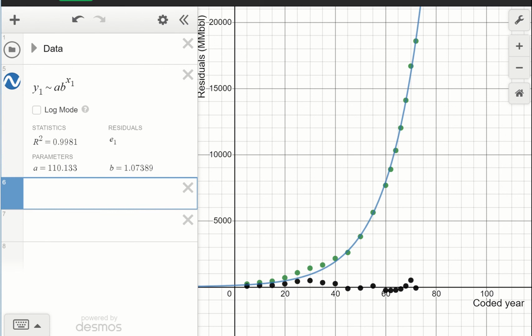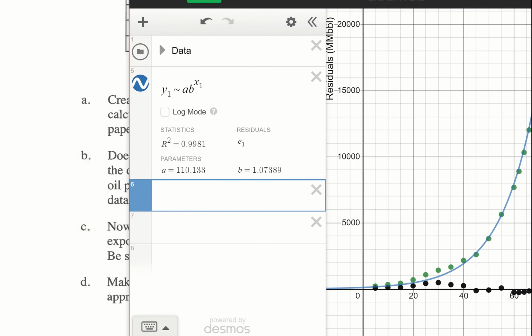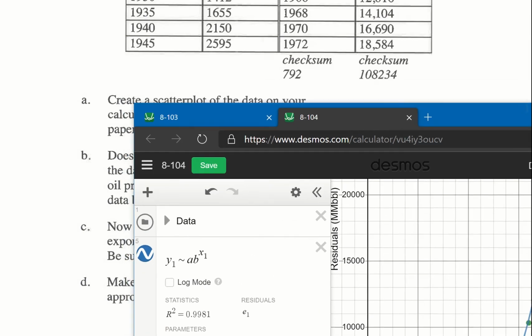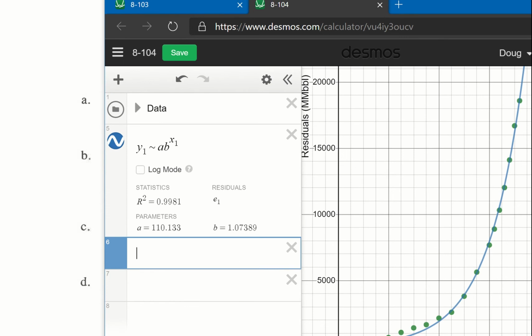So this equation, if I was going to write it, I would write something like, oh, as soon as I start writing, this is going to disappear. Let me see, I can put it down here, and no, I'm not going to be able to see that. But it's y1 is equal to a, which is 110.13. I'd probably go 2 decimal places. 110.13 times b, which is 1.07 raised to the x power.